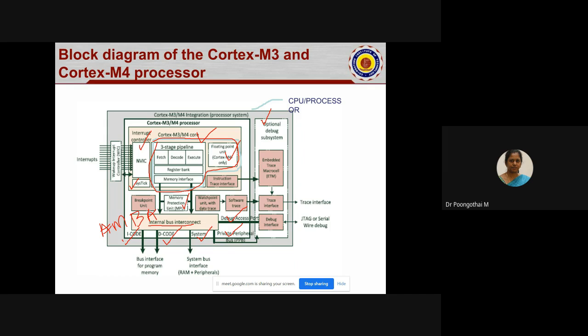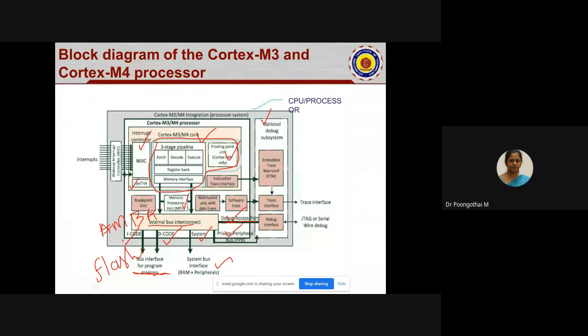So this I code and D code is primarily for program memory. Using this interface, the microcontroller vendor can add their memory externally. So this is for your flash memory. And this system interface is for RAM and peripherals. And this private PPB is for interconnecting peripherals. And here another interface, the debug access port, is for connecting your debug components. Is that clear, students?